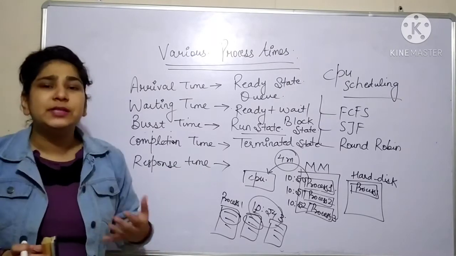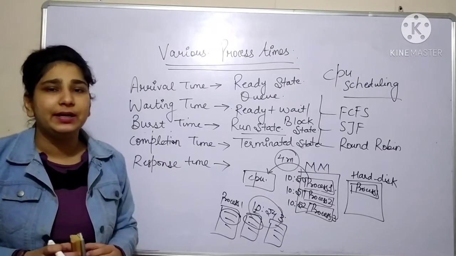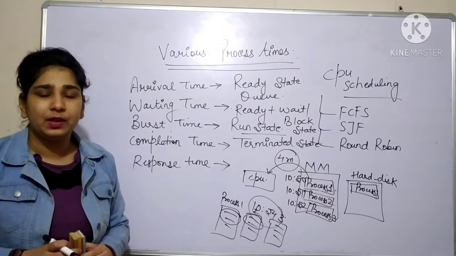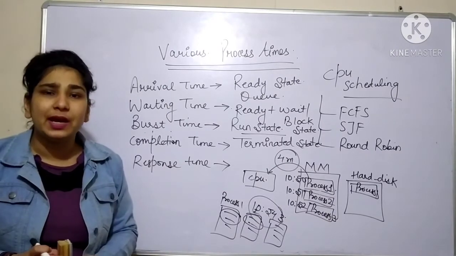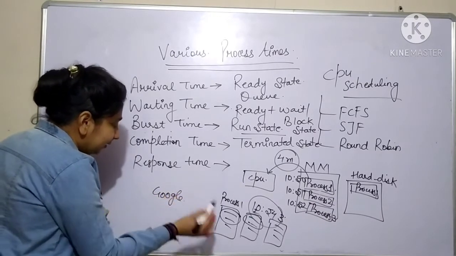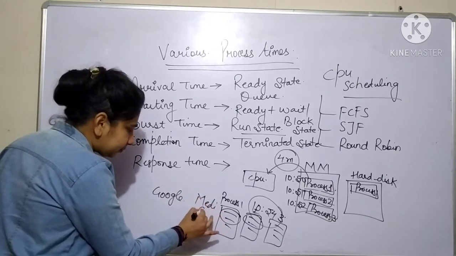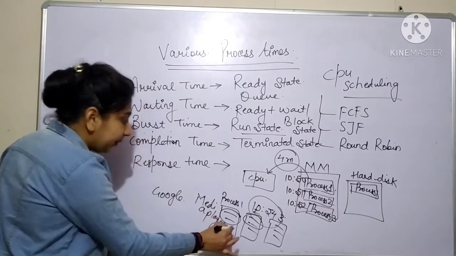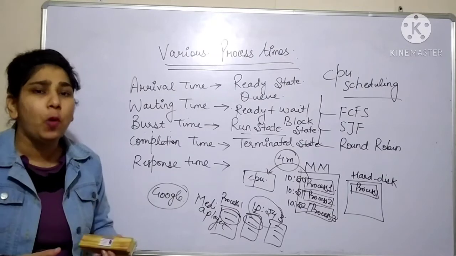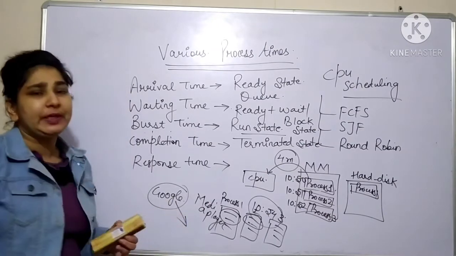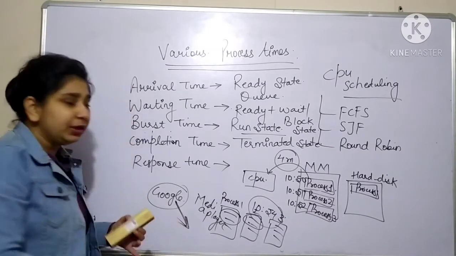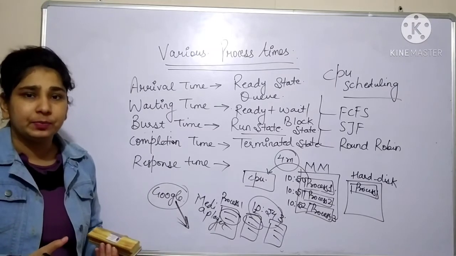Whatever CPU scheduling algorithms we will be studying, our main focus is we have to reduce the response time. What is the meaning of response time? Let's pause. Firstly, I clicked on Google Chrome. Then I clicked on Media Player. When you double click on Google Chrome, you get some response that it is now opening. When you get a response that it is opening, you just wait for some time.